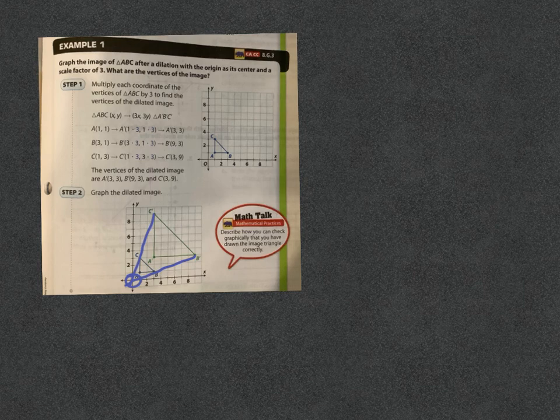So really the whole thing is find your vertices, your coordinates, multiply by the scale factor. You'll know it's going to be larger if it's multiplying by a whole number. You'll know it's going to be smaller if it's going to be multiplied by a fraction. And then graph the new coordinates and you're done.